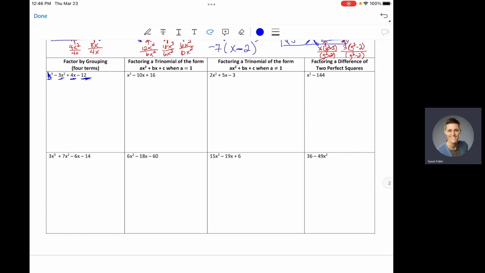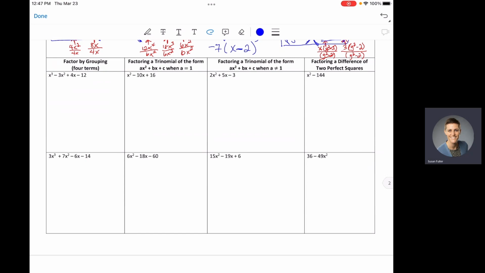Because there's no variable with the 12, that means there's not a variable that's going to divide out of everything either. Since 1 is the largest thing that divides out of all of these, there's really not a greatest common factor to take out. Dividing everything by 1 is going to give us exactly what we started with. So no greatest common factor here.